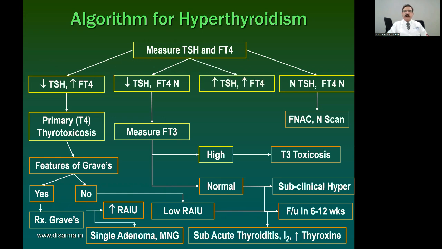Now, one more is there. TSH is elevated. FT4 also is elevated. That means what? That is secondary hyperthyroid. Okay? Pituitary adenoma is the cause. So look for the MRI of the pituitary adenoma, treat the adenoma automatically, secondary. This is the algorithm. All of you must know these are international algorithms.